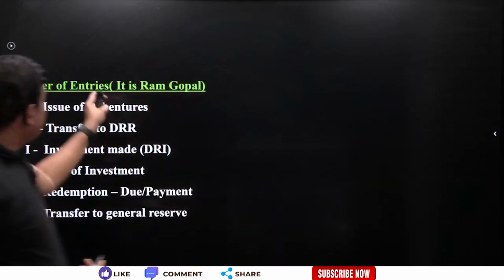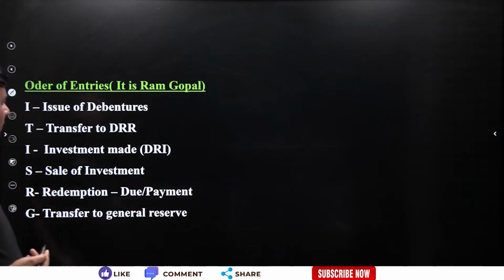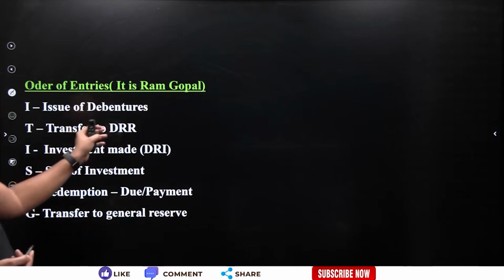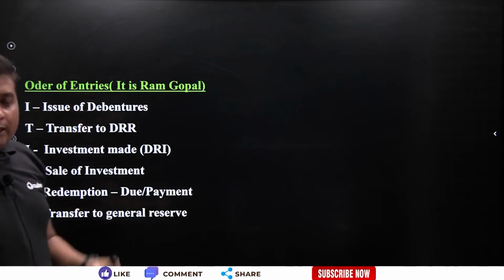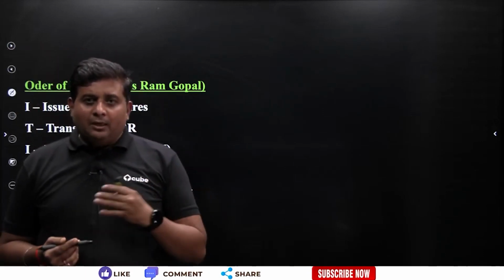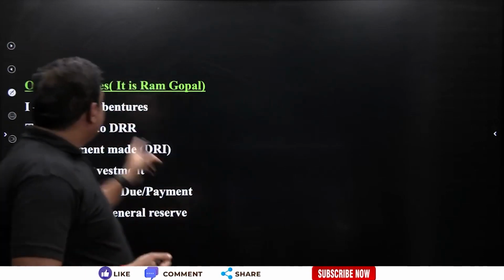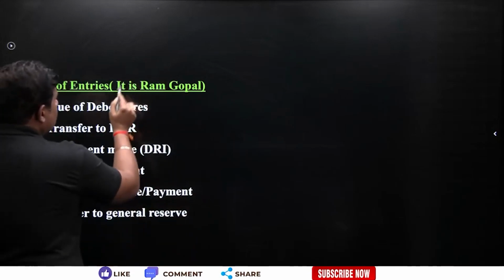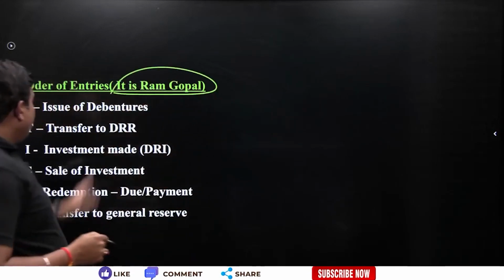Now, what is the order of entries? This is very important. Most of us become confused while placing the entries. Where do we have to place, like, the issue of debenture? So I have made a shortcut trick for the same. The trick is Ram Gopal, right? So it is Ram Gopal.